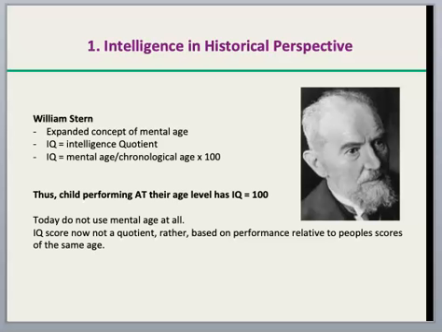So today we do not use mental age anymore. IQ score is not a quotient, and rather it's based on performance relative to people's scores of their same age. They stopped using the mental age divided by chronological age ratio because it just doesn't make sense when people get older. So instead, IQ is now based on your performance on a test, and you are rated relative to people of your own age.